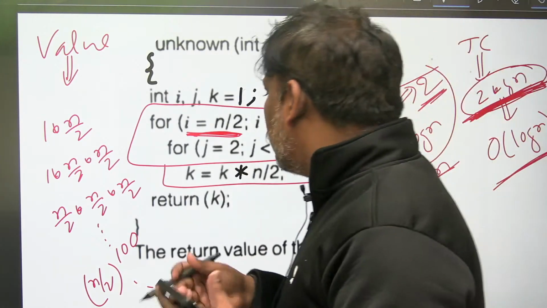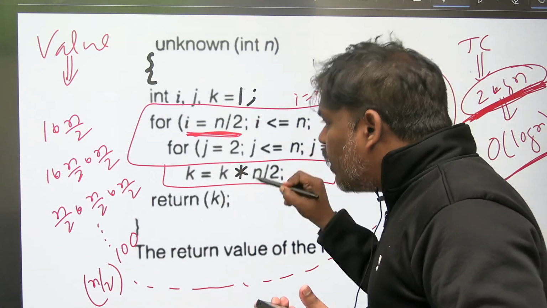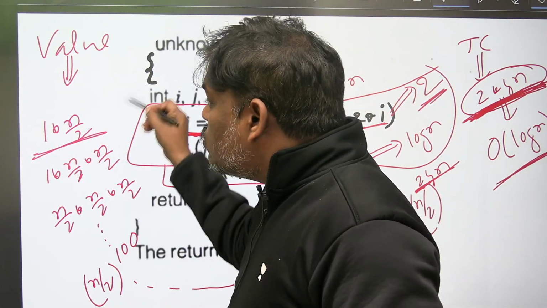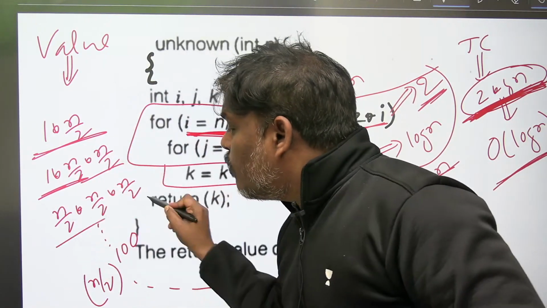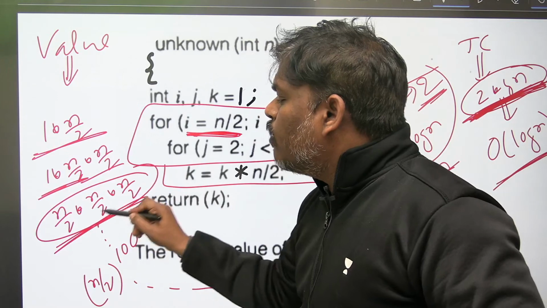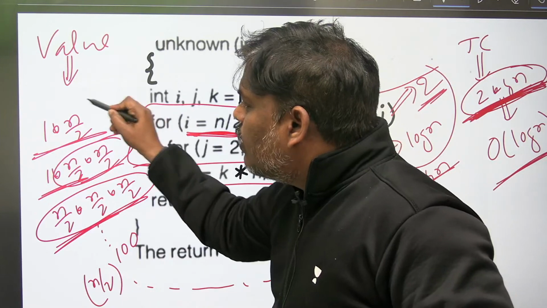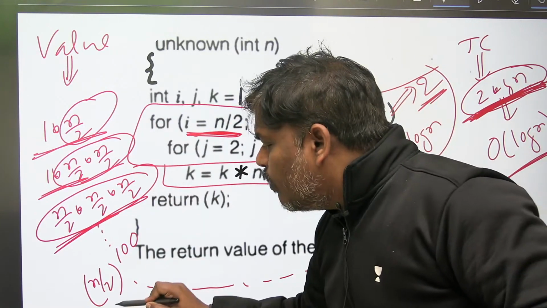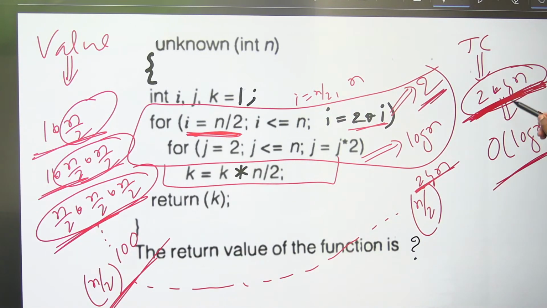Just see once. Listen once. So k is equal to k into n by 2. If I execute one time, 1 into n by 2. If I execute one more time, whatever is there into n by 2. Again, whatever is there into n by 2. So if I do 3 times, n by 2 three times. If I do 2 times, n by 2 two times. If I do 1 time, n by 2 one time. If I do 100 times, n by 2 a hundred times. If I do n by 2 log n times, n by 2 log n. Like that it came, Alok.